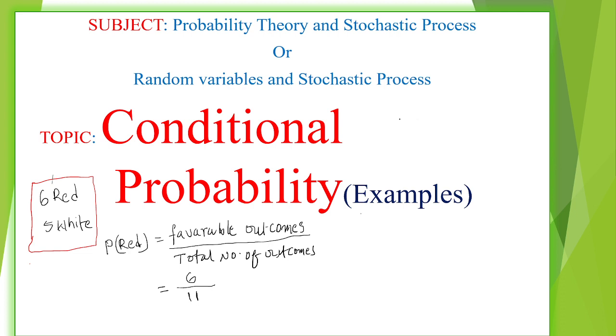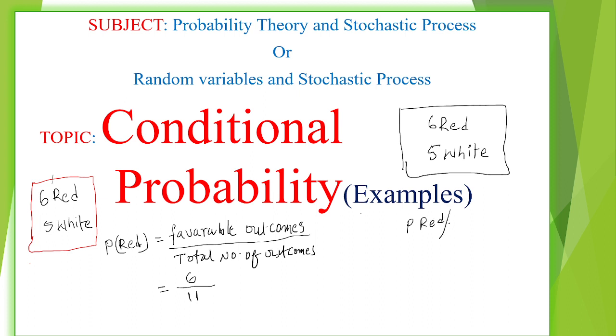The same box, now a condition is there: conditional probability. The same box has 6 red balls and 5 white balls, but now it is asking the probability to get a red ball if a white ball is already drawn. That is the condition. This is the conditional probability. This is the normal probability to get a red ball, and this is the conditional probability.